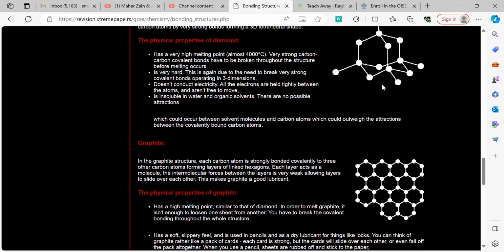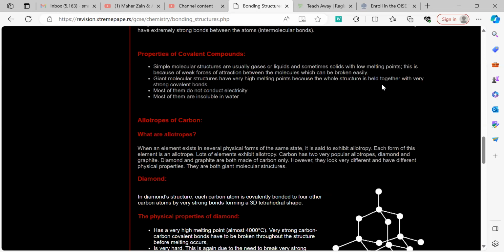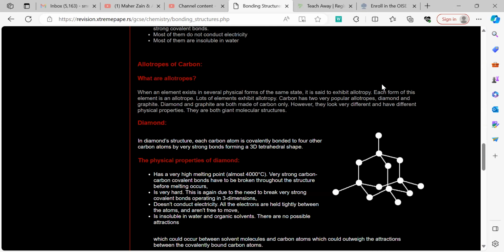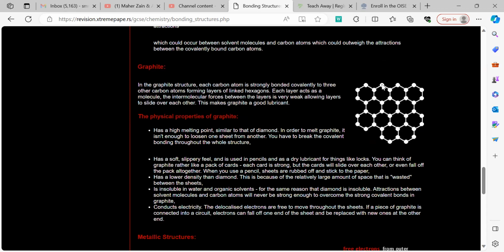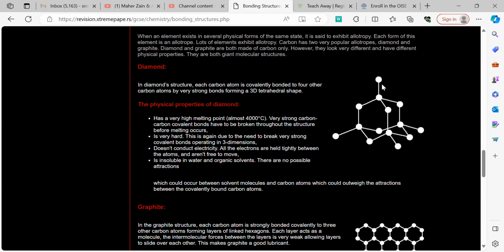Now, the difference between diamond and graphite is that diamond does not conduct electricity, whereas graphite does conduct electricity. Why is this? Because, as I explained to you, diamond does not have freely moving electrons, whereas graphite does have freely moving electrons. And diamond is used for cutting materials because of its extremely hard nature.